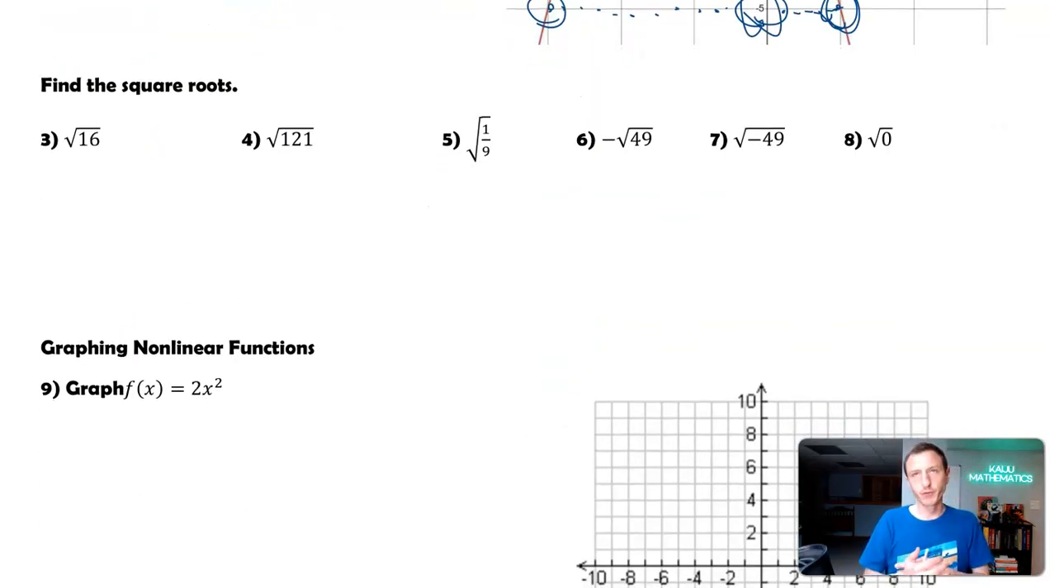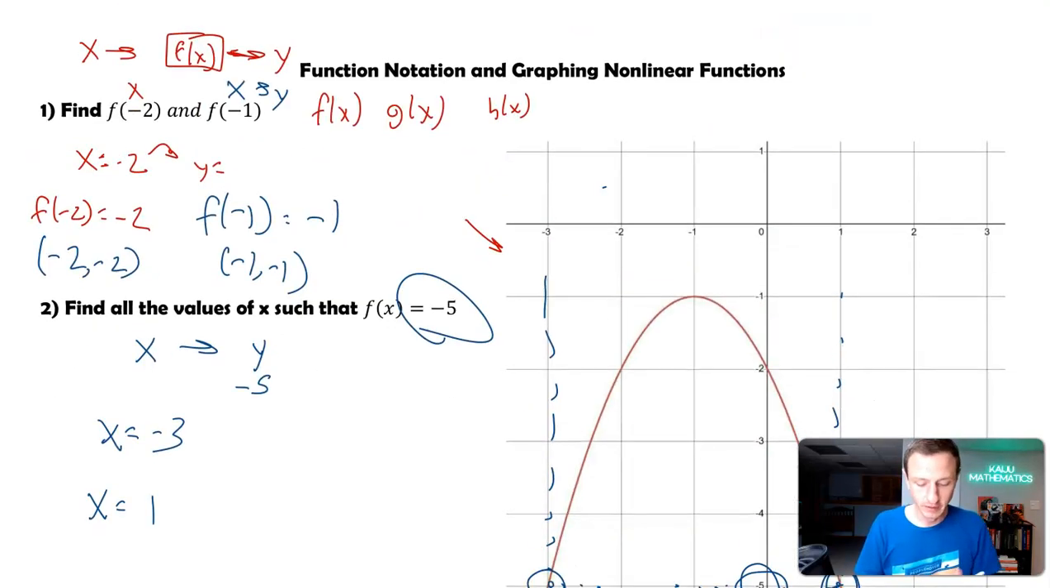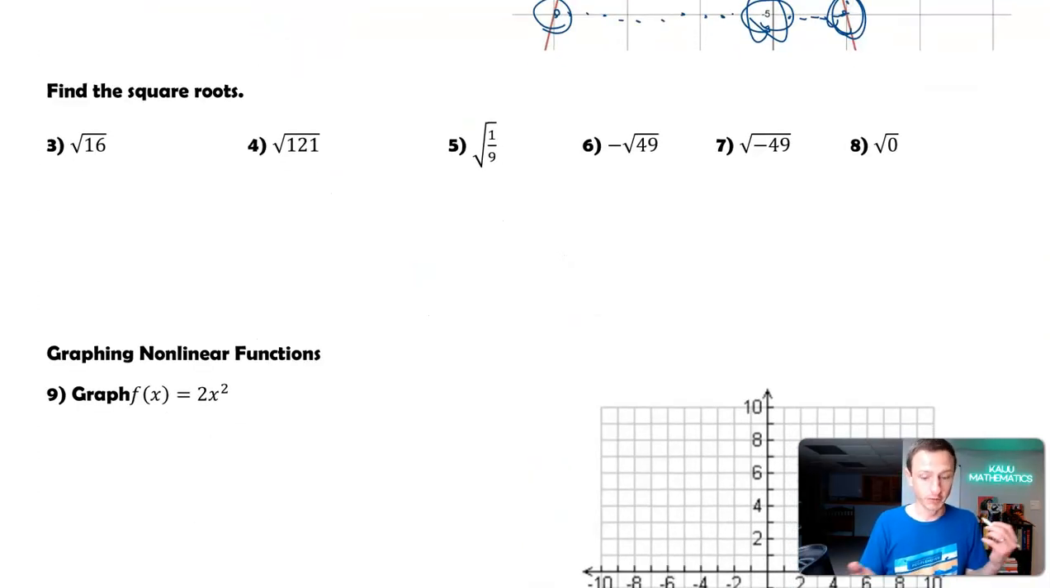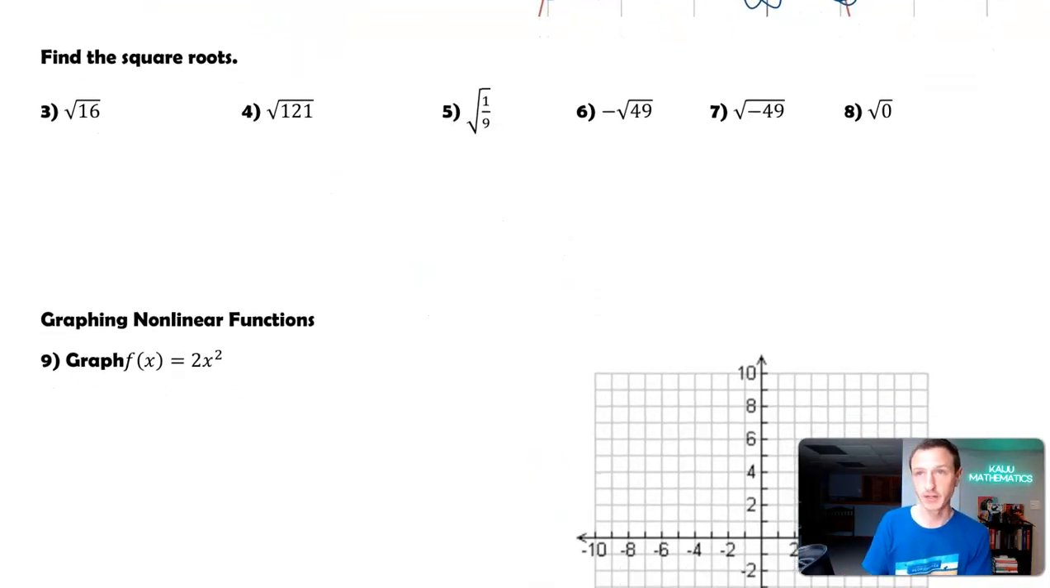Next, we're going to look at square roots, and we want to look at square roots because we're going to be graphing nonlinear functions in a minute here. And nonlinear functions could take the form of a square root of an x value, or an x value being squared, or cubed, or some sort of root of an x value.